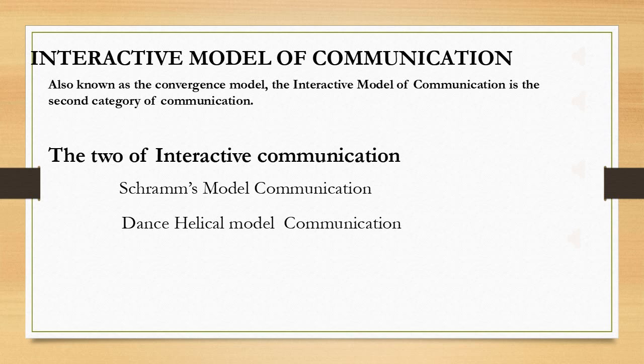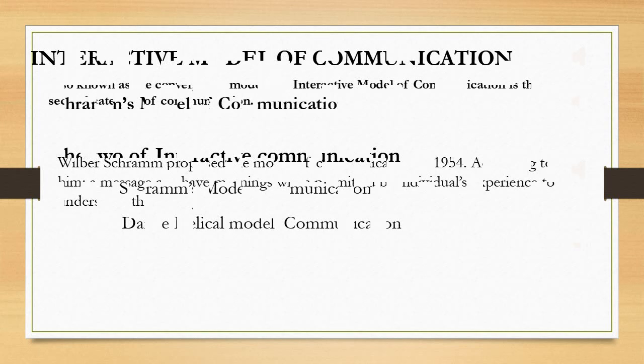Encoding is the process of converting thoughts or ideas into a message, while decoding is the interpretation of the received message. The channel is the medium through which the message is transmitted, and noise refers to any interference that may affect the communication process. Feedback allows the sender to assess the effectiveness of the message, completing the communication loop. There are two types of interactive communication: first, Schramm's model of communication, second, Dance's helical model of communication.